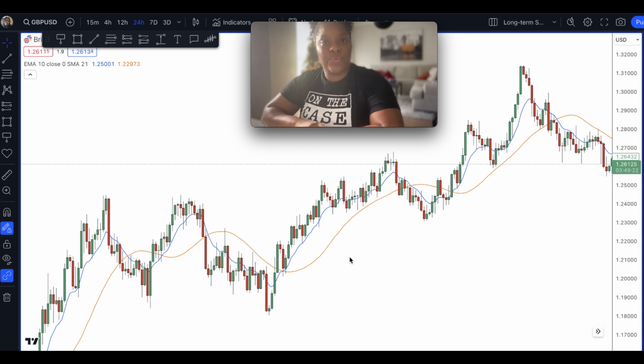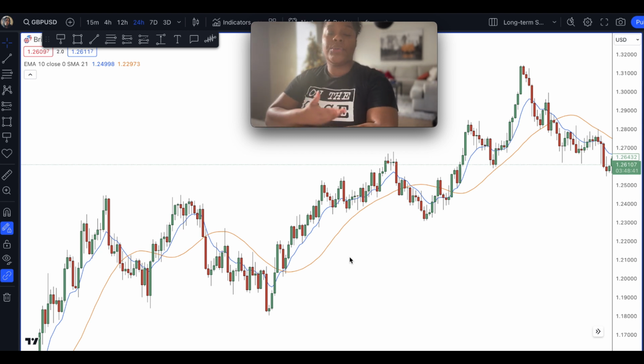I like using moving averages on my chart because to me, it's like a little bit of white noise. It's kind of like if you're a person who likes to work in silence, but you need a little background music in order to help you calm your nerves. It's kind of what moving averages are to me. The moving averages that I'm using are the EMA 10 and then the SMA 21.